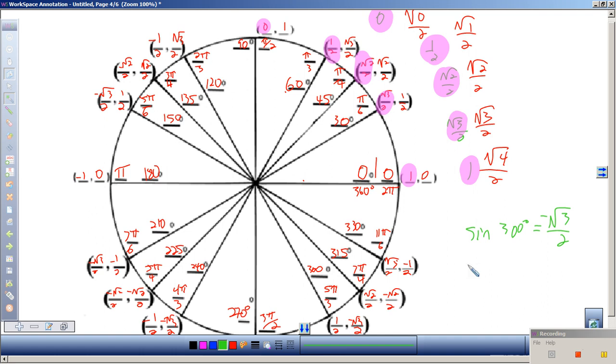What is the secant of 2 pi thirds? Okay, where's 2 pi thirds? Which becomes negative 2. Negative 2.